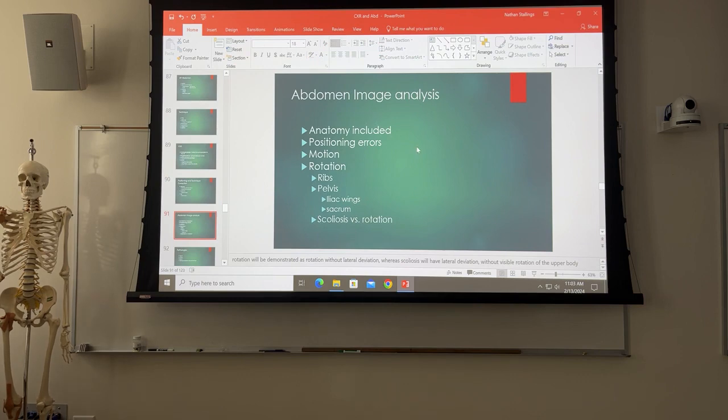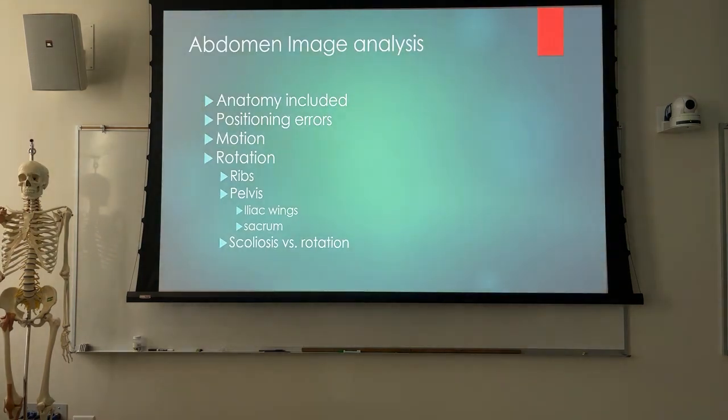All right, so image analysis, we want to make sure we get the anatomy. We want to make sure that we look for positioning errors. We're going to look for motion, we're going to look for rotation, specifically in positioning errors. We're going to look at the ribs, the pelvis. In the pelvis, we're going to look at the iliac wings, and we're also going to look at the sacrum in its position. And then again, if we have a patient with scoliosis, you're not going to get complete lack of rotation in that patient. Just not going to happen.